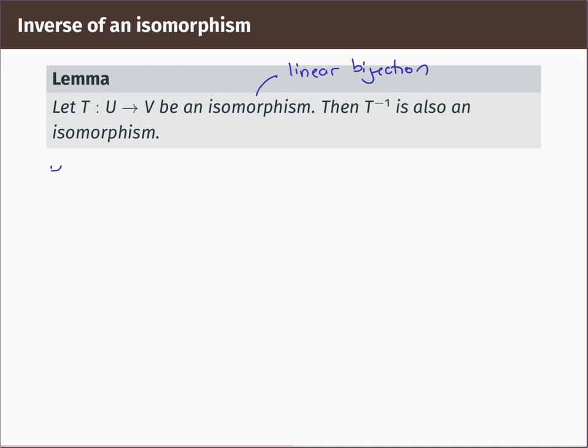So what we have to do is to prove that T inverse, going from V to U, is also a linear bijection. But we know that the inverse of a bijection is, again, a bijection. So that part comes for free. The inverse of an invertible map is itself invertible. So T inverse is a bijection. We just have to show that it's linear.